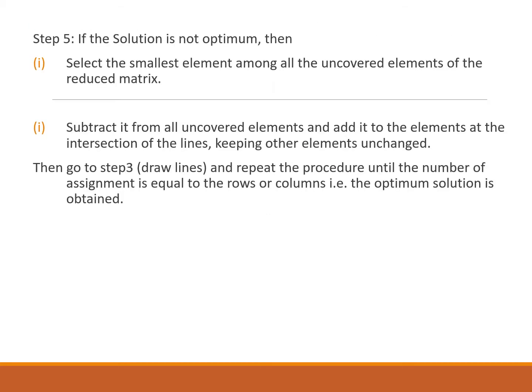Step 5. If the solution is not optimum, then select the smallest element among all the uncovered elements of the reduced matrix. Subtract it from all uncovered elements and add it to the elements at the intersections of lines, keeping other elements unchanged. Then go to step 3. Draw the lines and repeat the procedure until the number of assignments is equal to the number of rows, that is, the optimum solution is obtained.